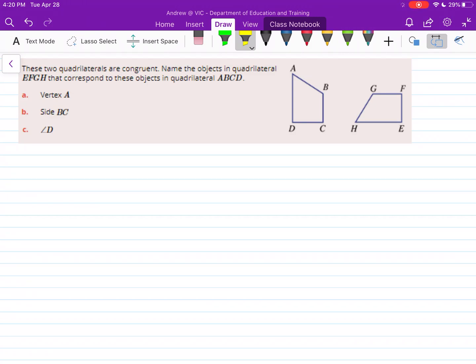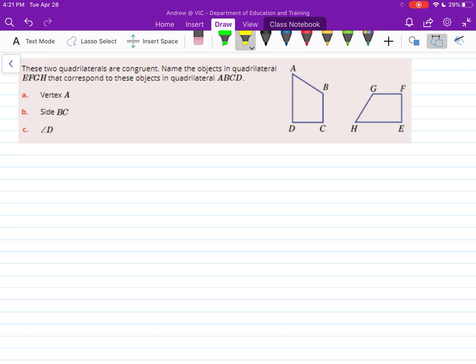Hi all, in this video we are looking at congruence, and specifically it's just about identifying the right sides and matching up for our congruent figures. So this question here, these two quadrilaterals are congruent, so we know that they're exactly the same. Name the objects in the quadrilateral EFGH that correspond to these objects in quadrilateral ABCD.